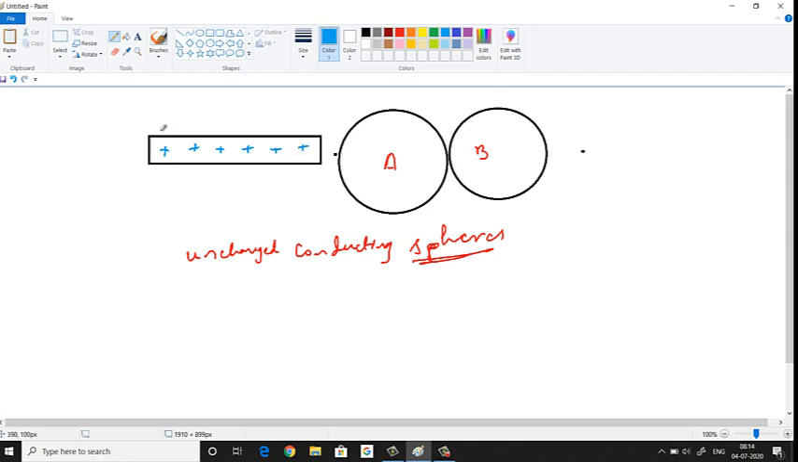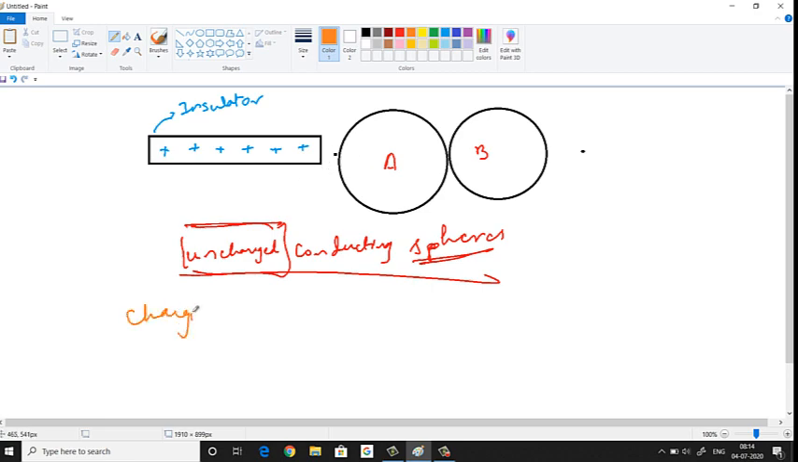What is a glass rod, conductor or insulator? Obviously an insulator. Glass rod is an insulator. This information is not required, I'm just telling you an extra thing. Now, these two, A and B, are spherical conductors, but uncharged initially, meaning they don't have any net charge. Is the glass rod touching conductor A? No. Will charging happen? Yes. So here charging happens by induction.